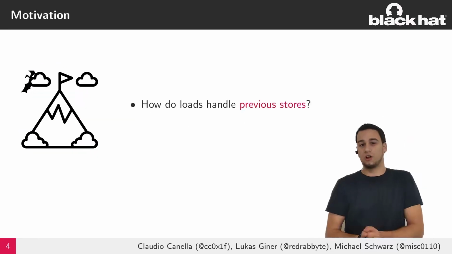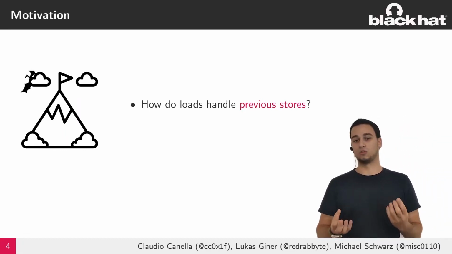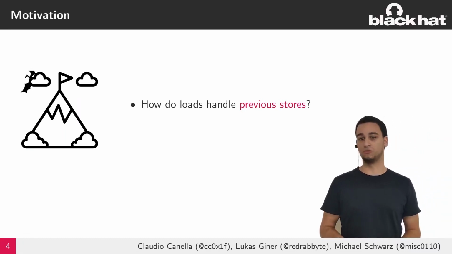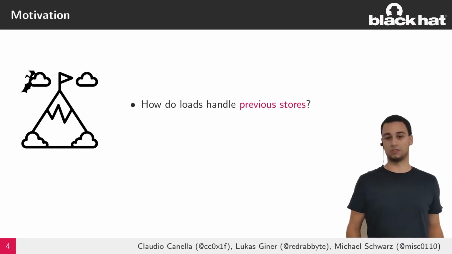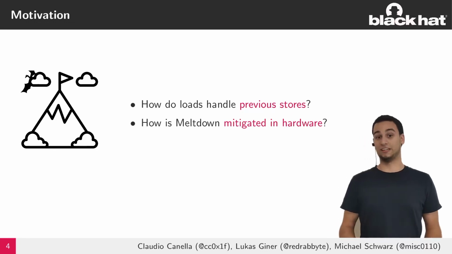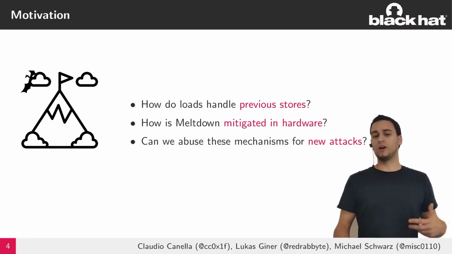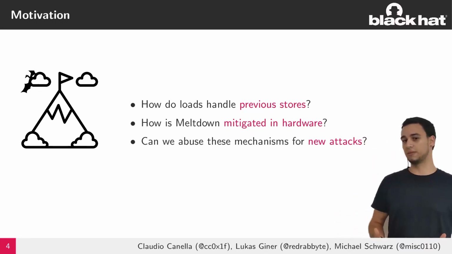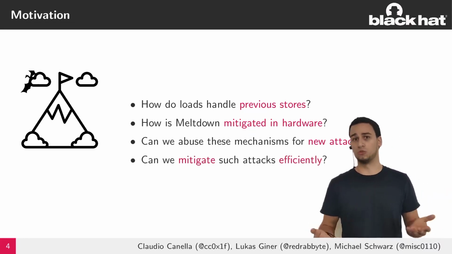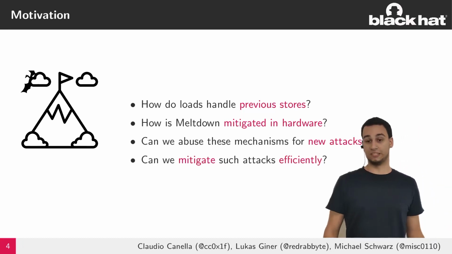So what is this talk about? We want to figure out in this talk how stores and loads are handled on modern microarchitectures. What happens if we load a value from a location where we previously stored some value? We also want to look at the Meltdown mitigations and see what they changed in this store and load path in the microarchitecture, and see whether we can figure out some new mechanisms from that allow for some new attacks. And of course, we also want to mitigate those attacks that we find, so we'll also talk about some clever mitigations here.